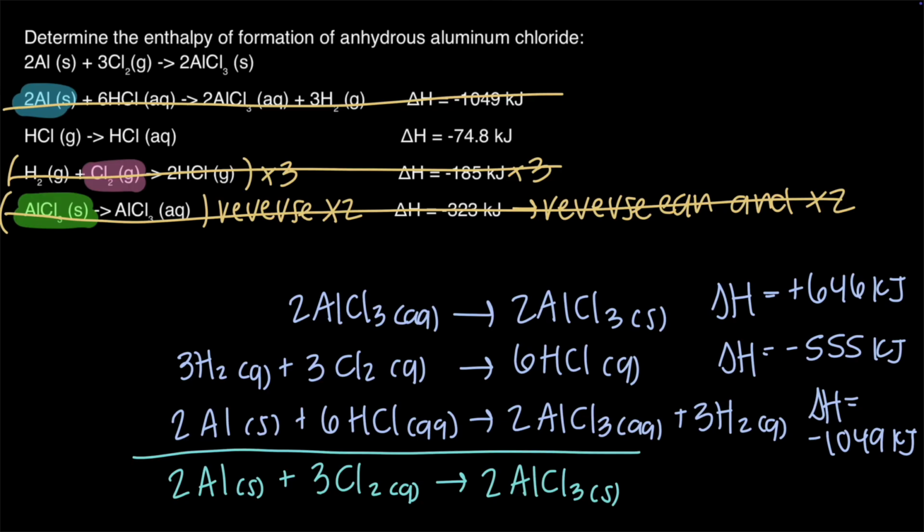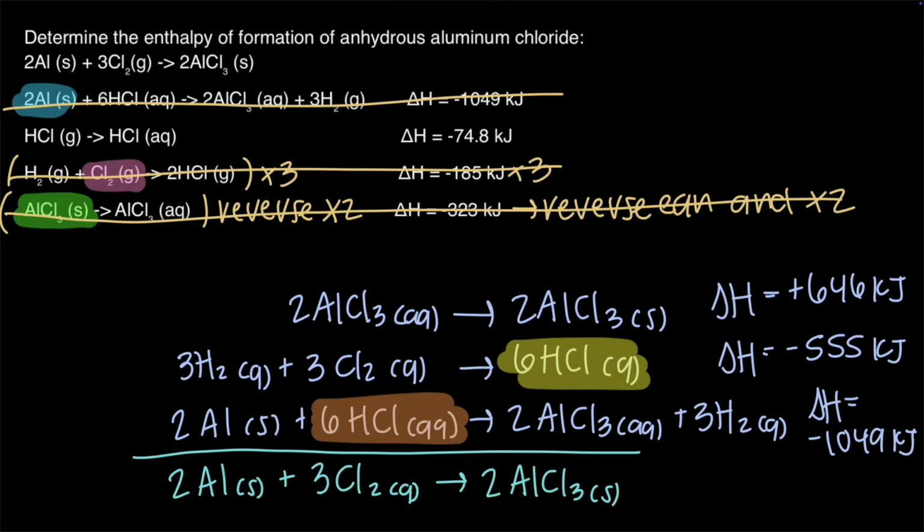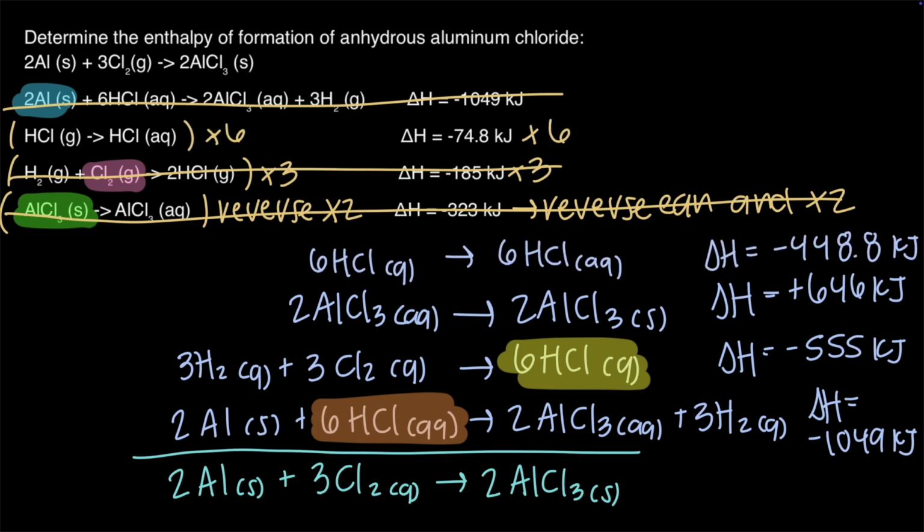Let's look at HCl. We have 6 HCl gas on the product side and 6 HCl aqueous on the reactant side. The second equation connects them. To make them cancel, we can multiply the second equation by 6. This gives us 6 HCl gas forms 6 HCl aqueous, and the enthalpy becomes negative 448.8 kilojoules. Now we can combine everything.